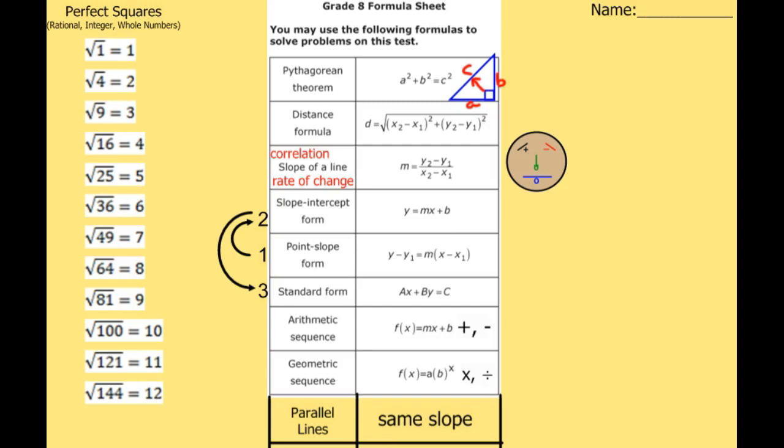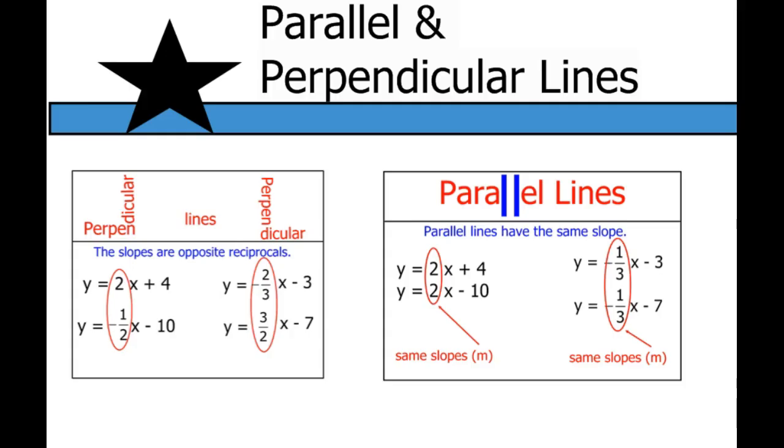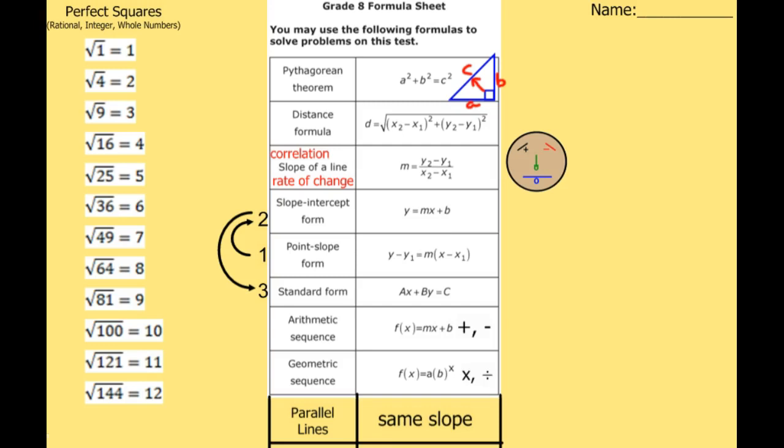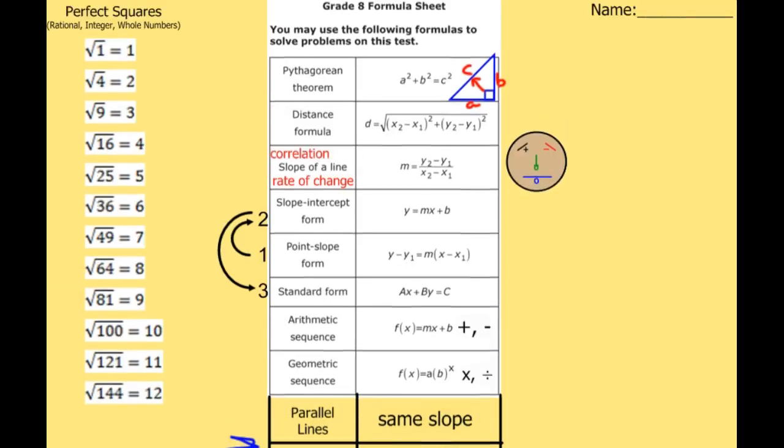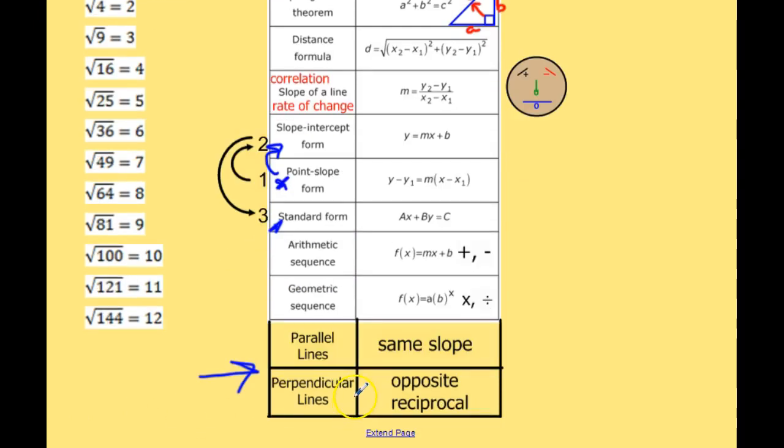Next, we are going to take a look at parallel and perpendicular lines. This is one thing that I would have you add to the bottom of your formula sheet. We already have our perfect squares. We know we start with point slope form, solve for y, and then get standard form by itself.